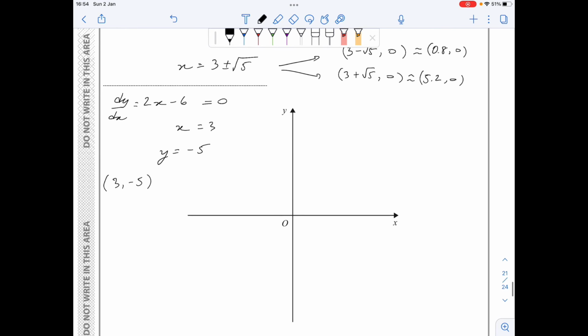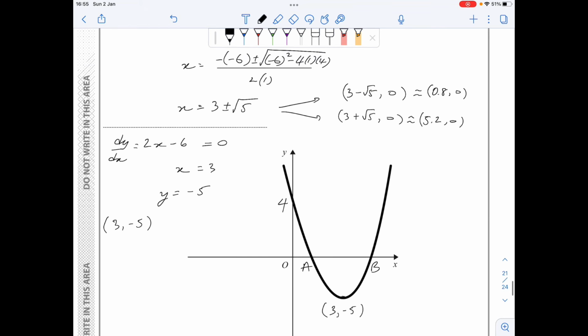So let's put everything on the graph. I've got a y-intercept of 4, 2 positive roots, and a turning point below the x-axis. So my graph looks something like this. My y-intercept is 4. My turning point has coordinates (3, minus 5). Now, since I don't have enough space on the graph to put the coordinates of the roots, I'm going to label them as A and B. And I can write here A and B.